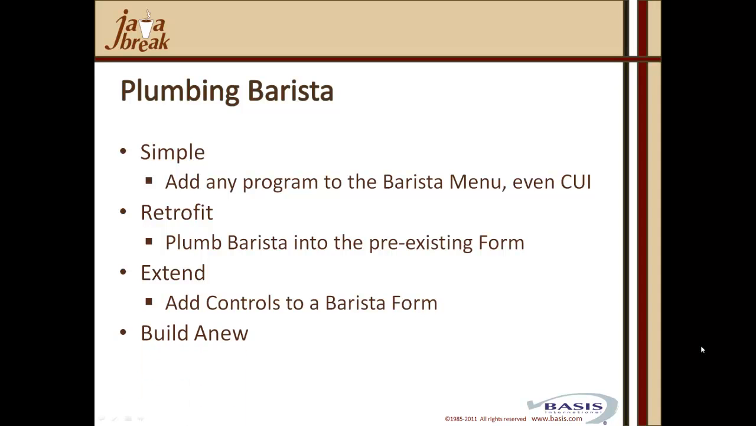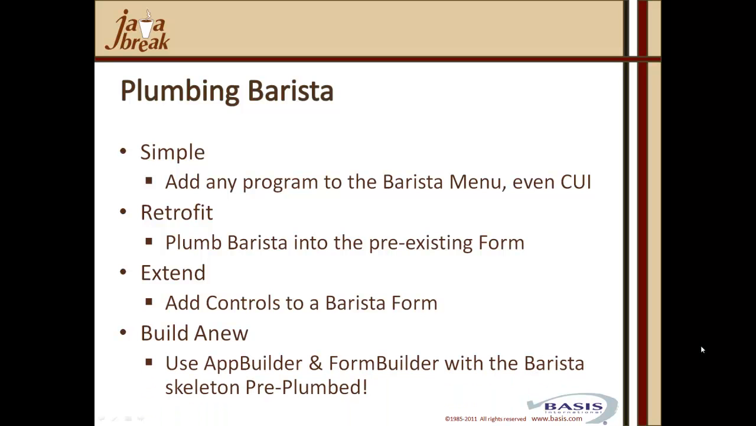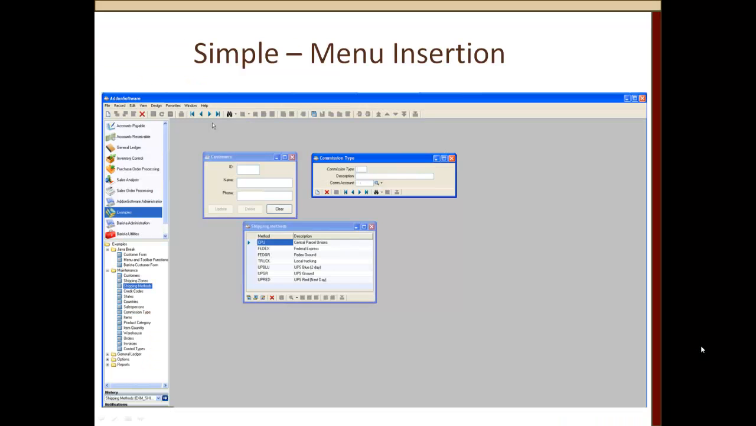Thirdly, we could extend a pre-existing Barista form by adding controls that may not be readily available within the Barista framework. So a custom tool button, for example, or a more complex grid could be added to a Barista form. And then lastly, we can build anew. We can use App Builder and Form Builder, the basic development tools in the IDE, with the Barista skeleton code to provide the pre-plumbing for our custom BBJ code. So let's have a look at some of that in action. Let me hand over to Christine.